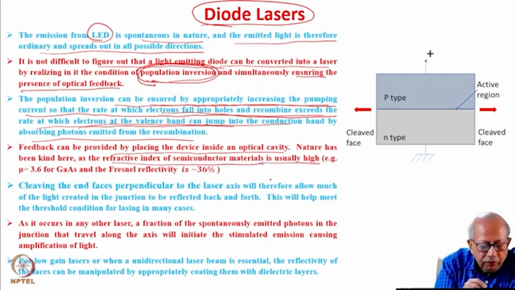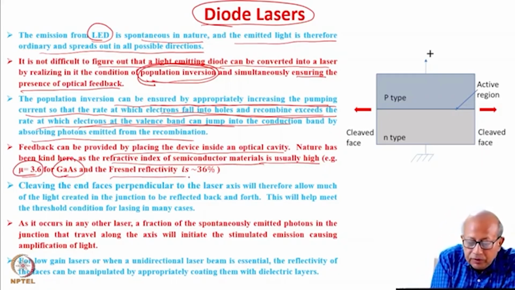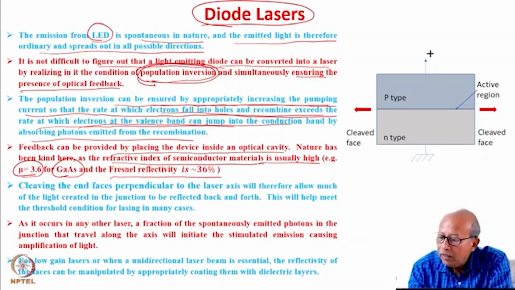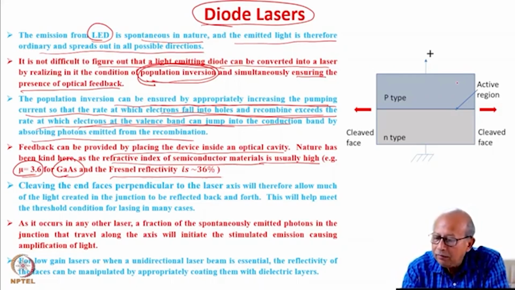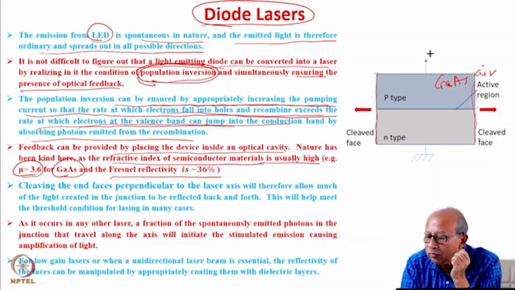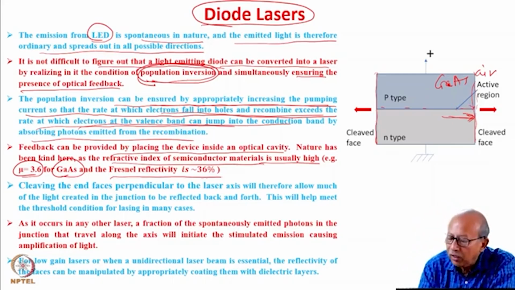Nature has been kind here, as the refractive index of semiconductor material is usually very high. For example, the refractive index of gallium arsenide is 3.6, which is an extremely high number, and the Fresnel reflectivity is about 36%. So this is my gallium arsenide, and this is air. This is one phase and this is the other phase. What will be the reflectivity that this phase should offer when light falls on it? Light that is created in the junction will fall on this. So what will be the Fresnel reflectivity?